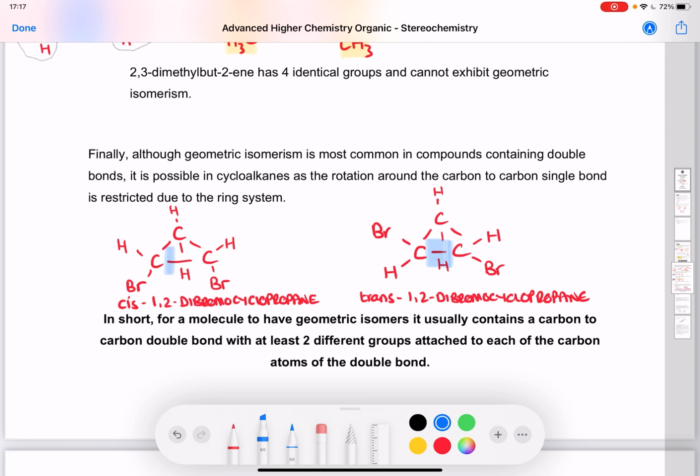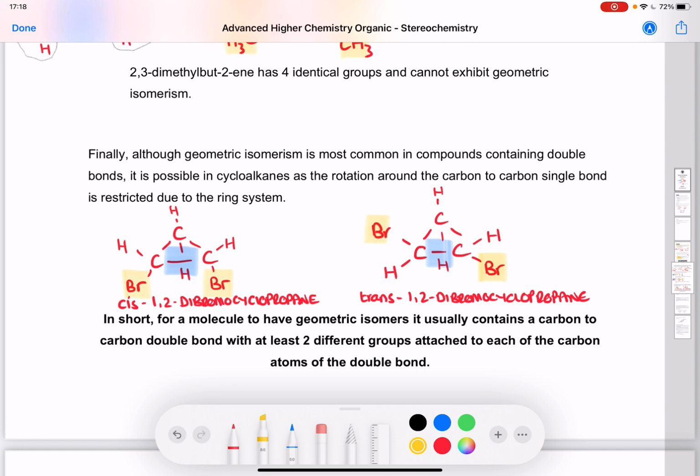And again, we've got our carbon to carbon single bond in the ring system there. So looking at the groups that are attached, you've got the bromines on the bottom of that carbon to carbon single bond that's got the restricted rotation, and then in the trans isomer you've got one bromine in the up position and the other in the down position.